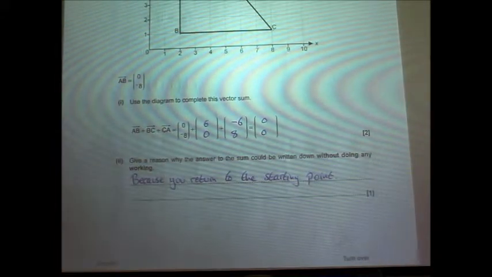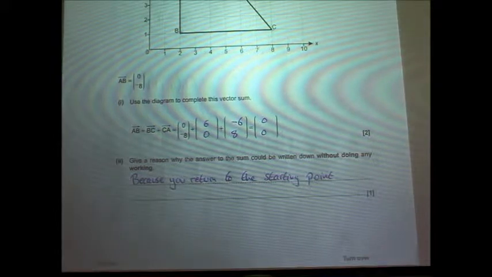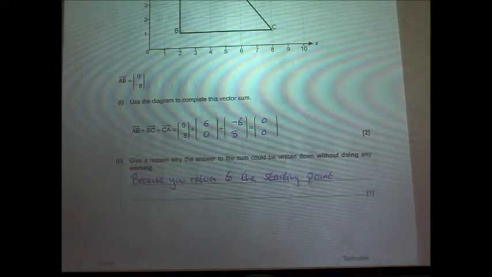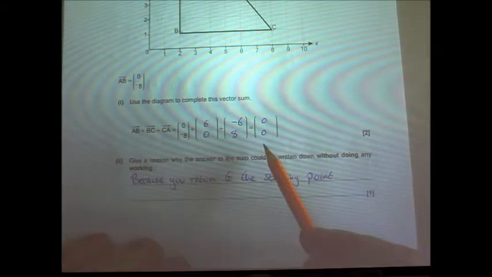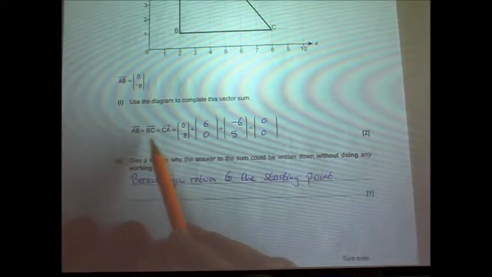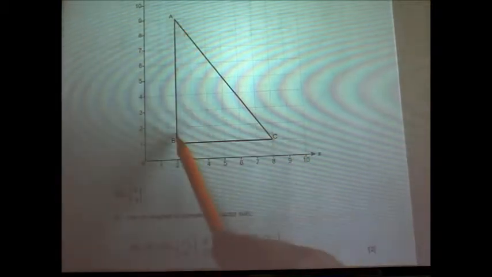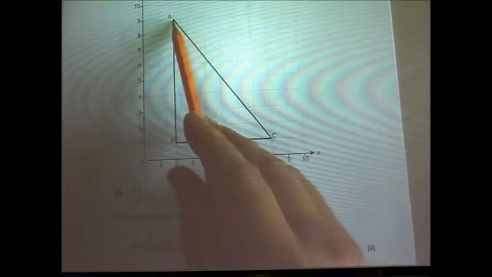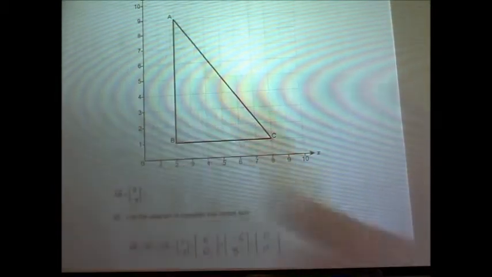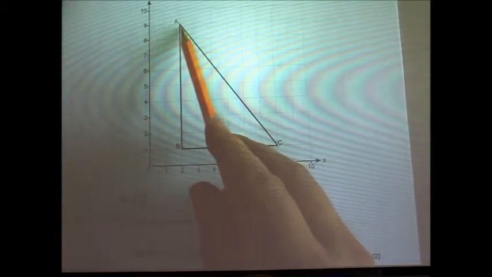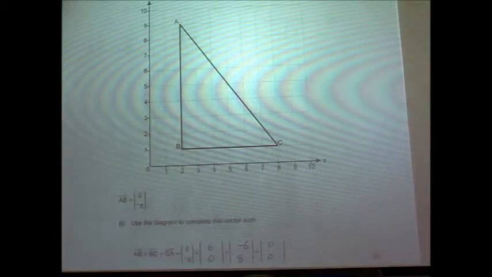Give a reason why your answer to the sum could be written down without doing any workings. Basically, you're returning to the same starting point. You know, A to B, B to C, and C to A. You're finishing where you started, so you haven't actually moved anywhere. You're still in the same position.